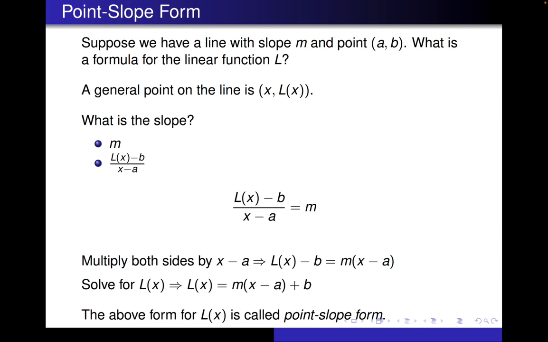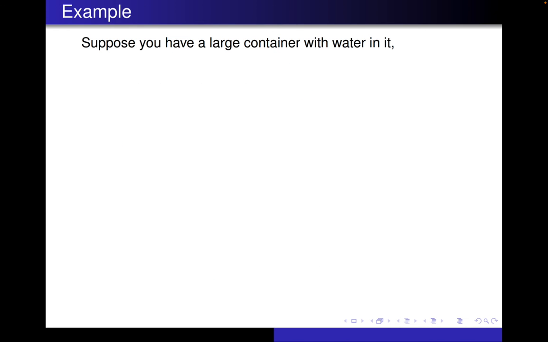And what is really nice about the point-slope form is if you know the point and you know the slope, you can just plug those numbers into the formula, and that gives you the formula for your L of x. So whatever your slope is, you put that in for m. Whatever the x-coordinate of your point is, you put that in for a. And whatever the y-coordinate of your point is, you put that in for b. So let's go ahead and use that on a particular applied problem.